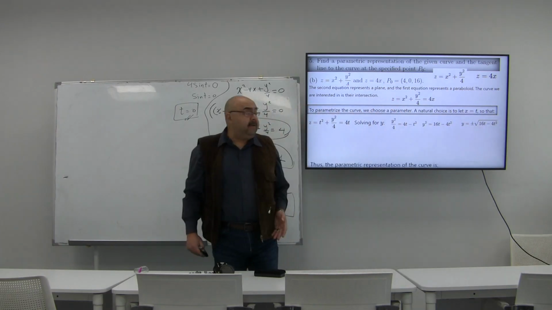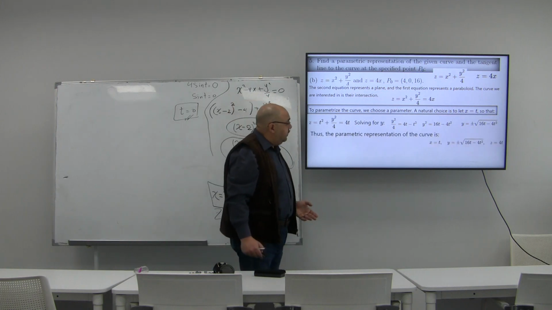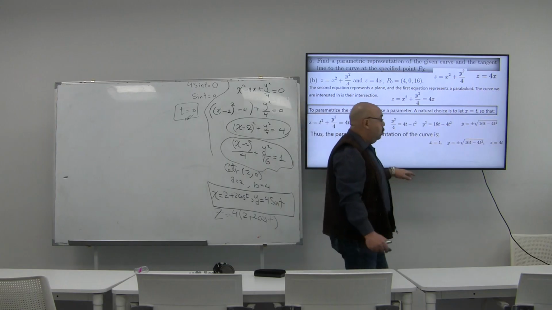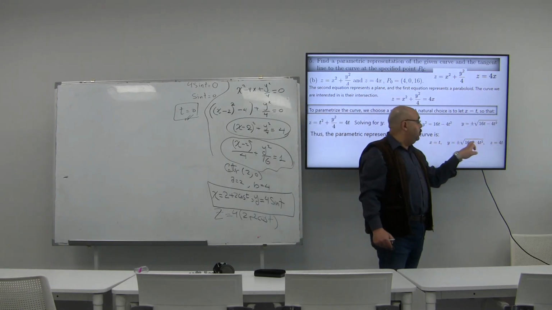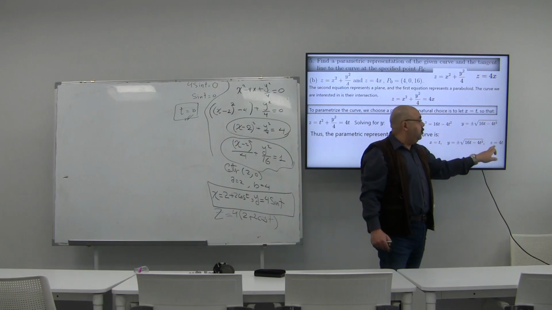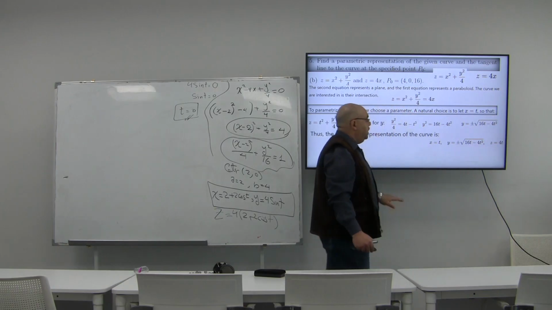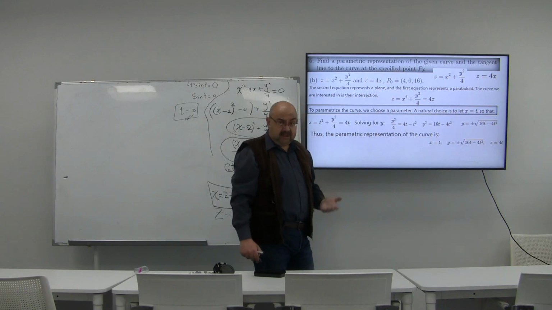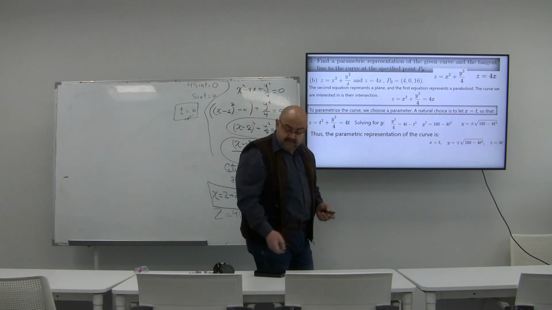Now I have a parametrization. The parametric representation in this case is going to be x equal to t, y equal to positive or negative the square root of 16t minus 4t squared, z equal to 4t. This is actually x, y, and z as functions in the variable t.